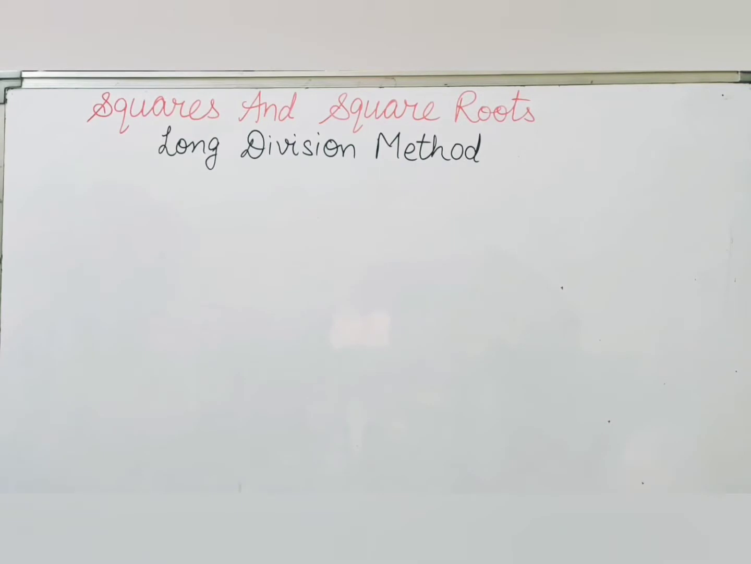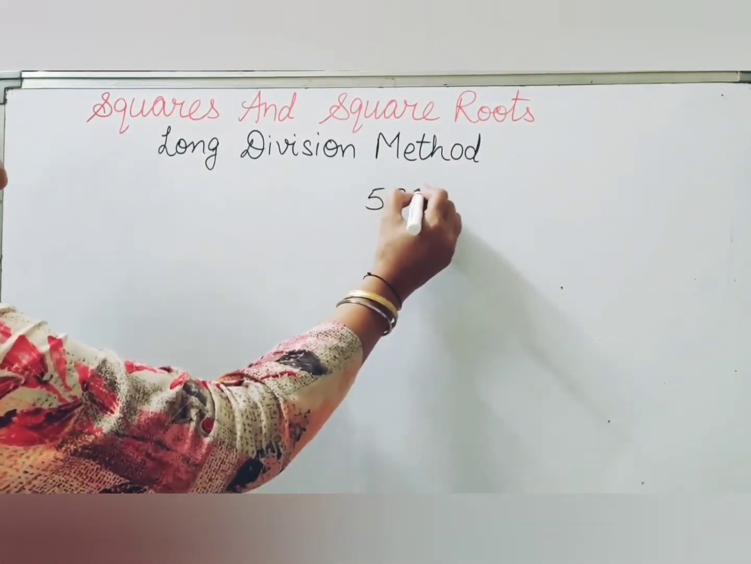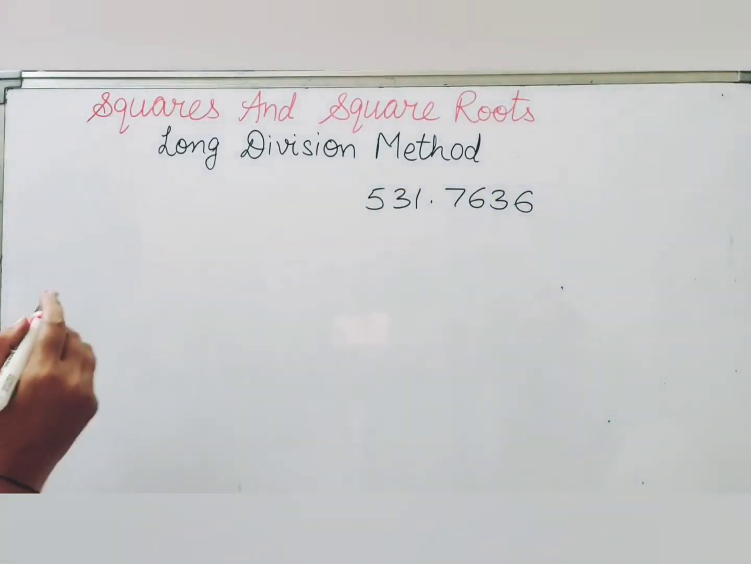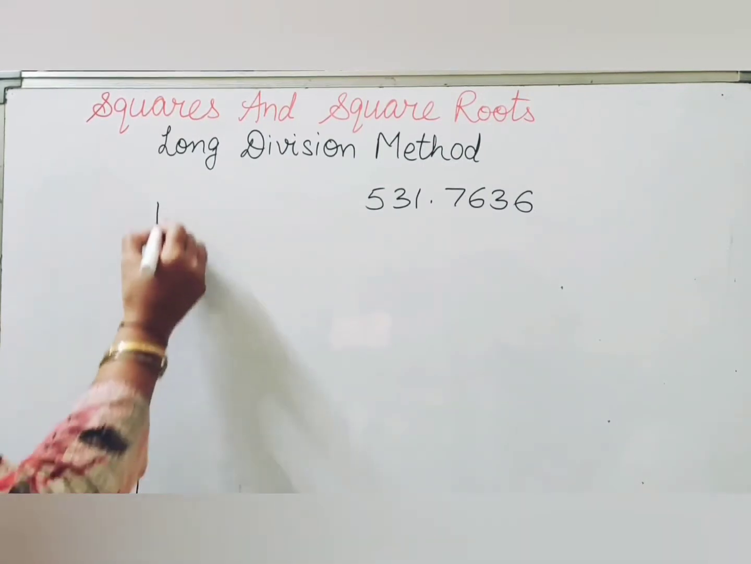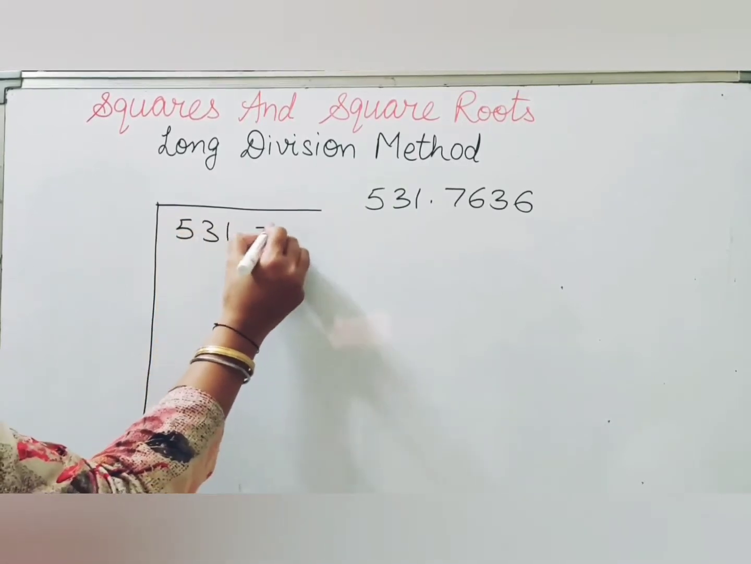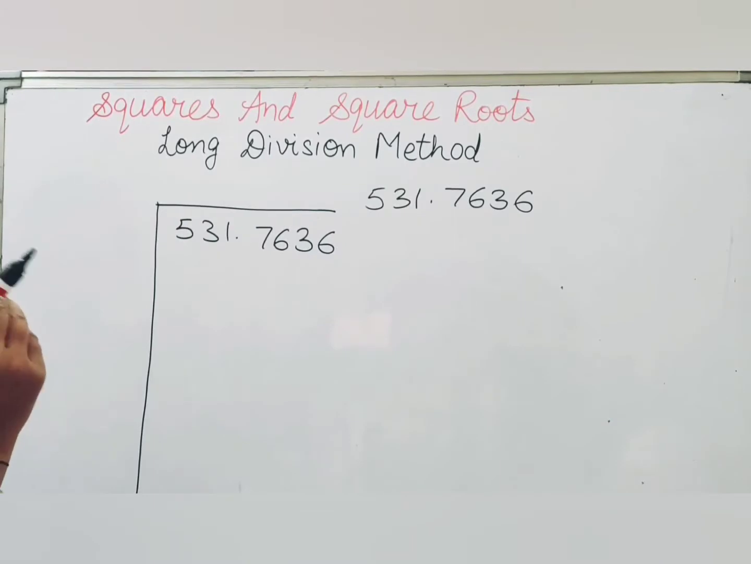Hello students, in this video I am going to explain the long division method when a decimal number is given. For example, I am taking this number 531.7636, and our first step is to write this number under the division bar. Then it is our dividend, and the next step is grouping.